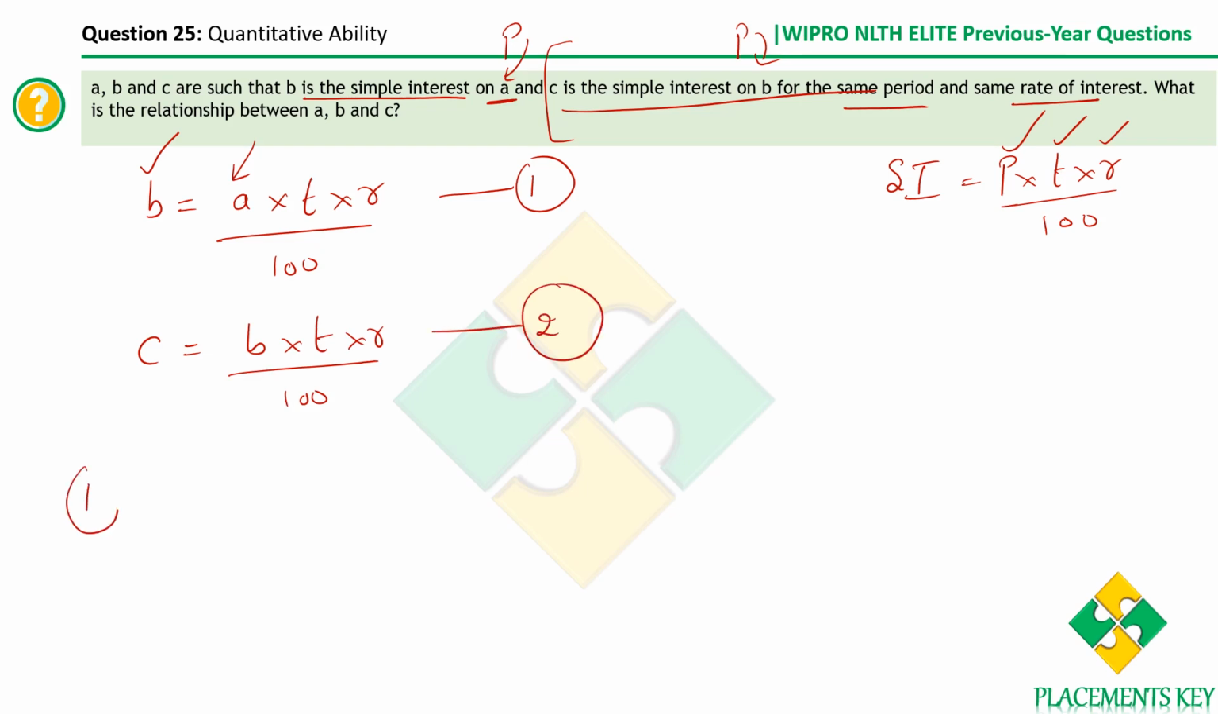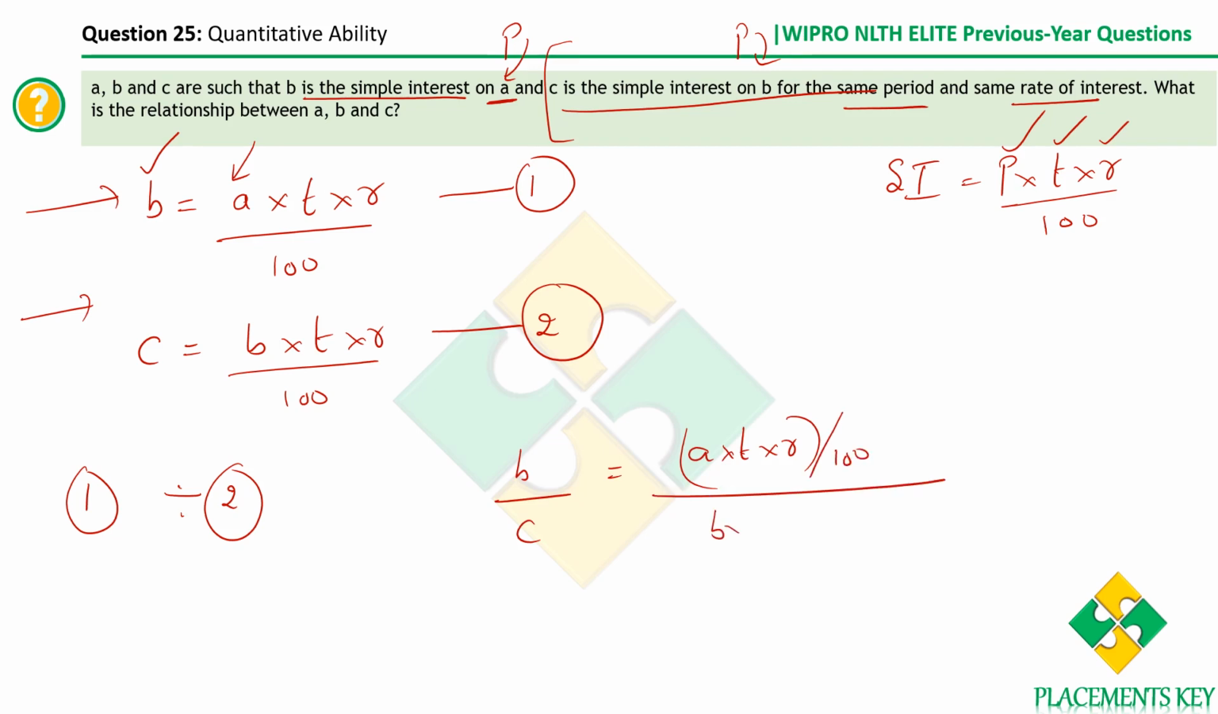Now let's divide 1 by 2. What do we get? We get B by C is equal to A into T into R by 100 divided by B into T into R by 100. So now 100 gets cancelled, TR get cancelled, so we are left with B by C is equal to A by B.